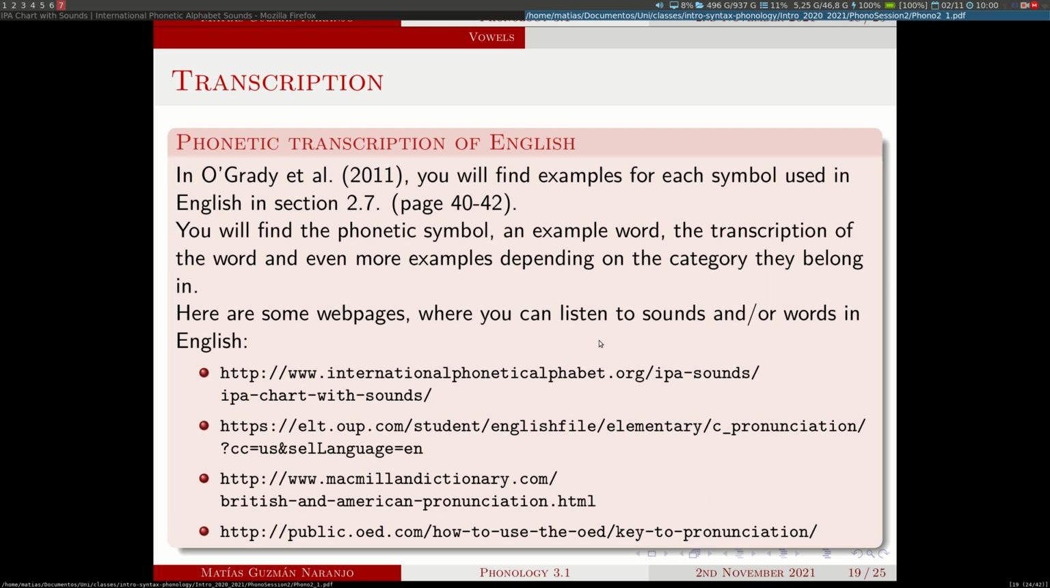So if you're interested in seeing more examples of phonetic transcription, you can check out O'Grady et al.'s book. There are many examples, but we will not focus in this course on teaching you phonetic transcription. It is useful if you practice listening to the sounds. You don't have to memorize them all. You just need to learn and memorize how the tables work.